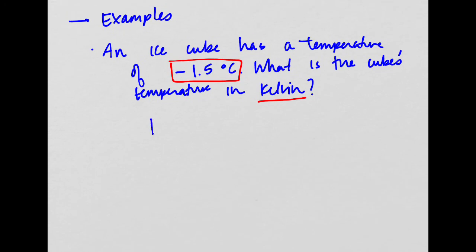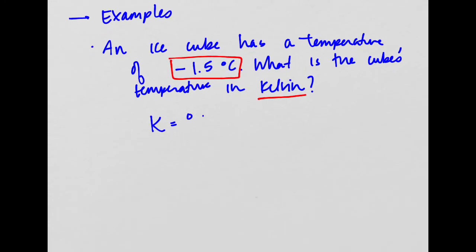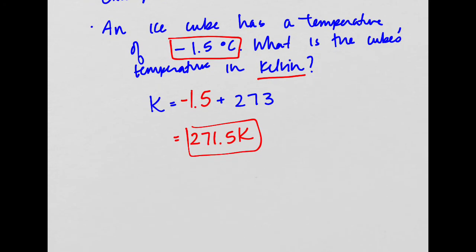We have Kelvin equals, look back up there again, degrees Celsius plus 273. So the degrees Celsius that we were given is actually a negative, and we'll do negative 1.5 plus 273. This equals 271.5 Kelvin. See, that's much easier than the Fahrenheit and Celsius one.